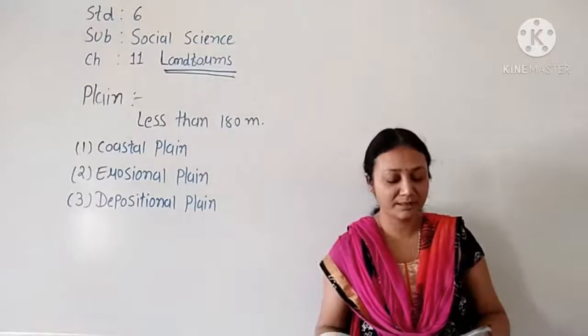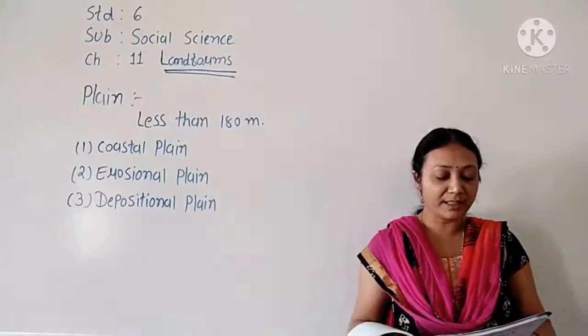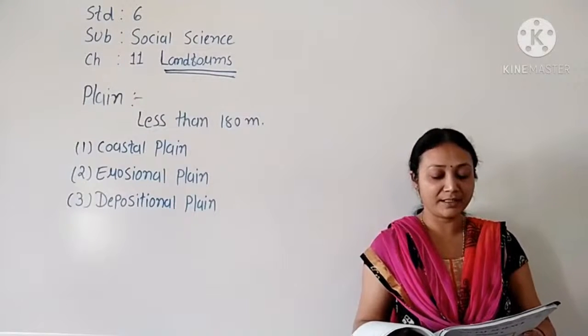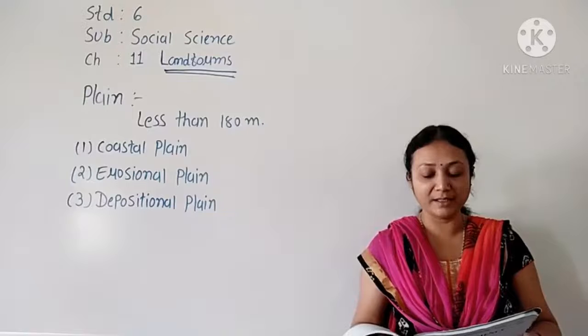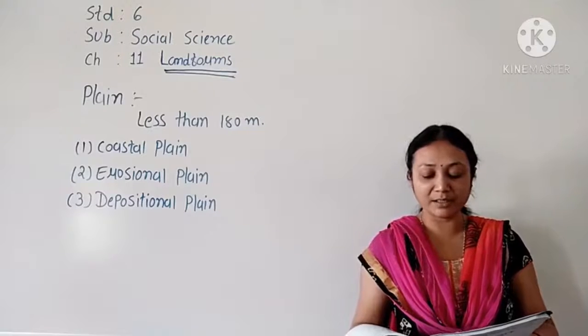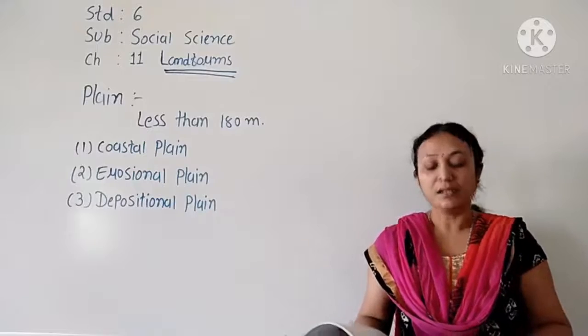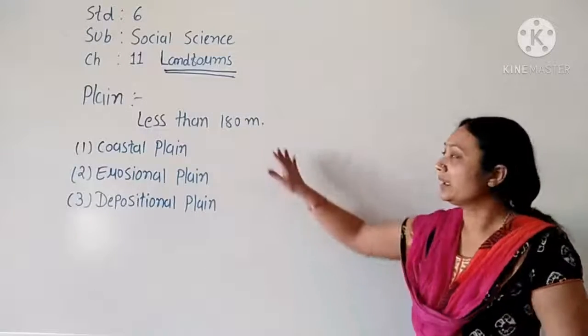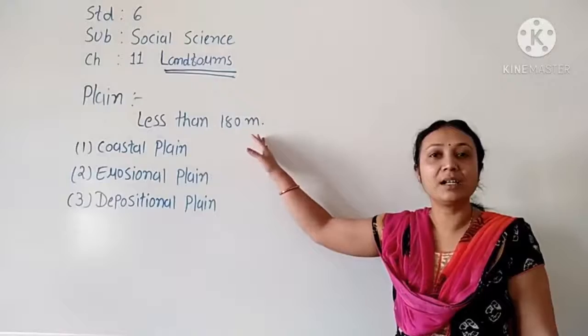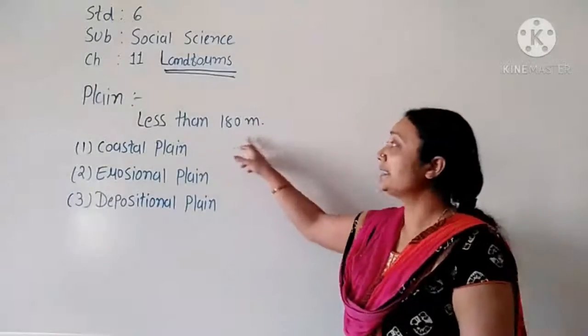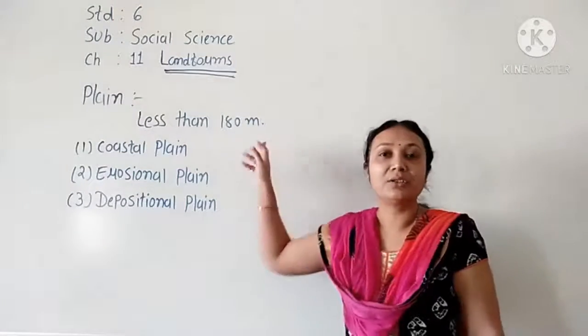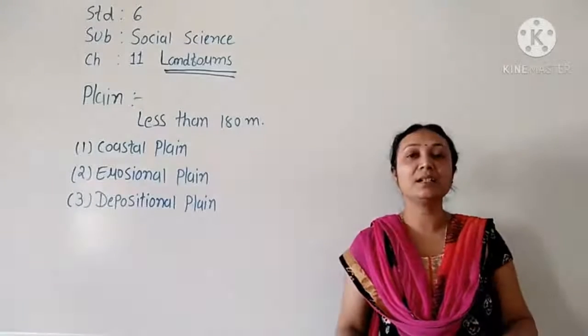So what is a plain? Level land or flat land at a height of less than 180 meters above the sea level is known as a plain. So here plain means less than 180 meters. That one is known as the plain.